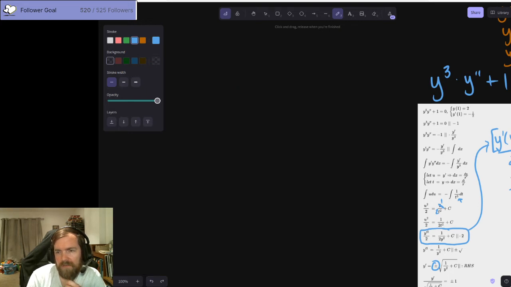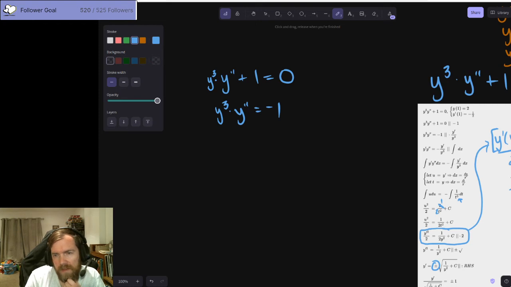Okay. y double prime times y cubed plus 1 is equal to 0. y prime is equal to -1. So if we just went with it as it is, without messing around with anything, no, we can't do that.